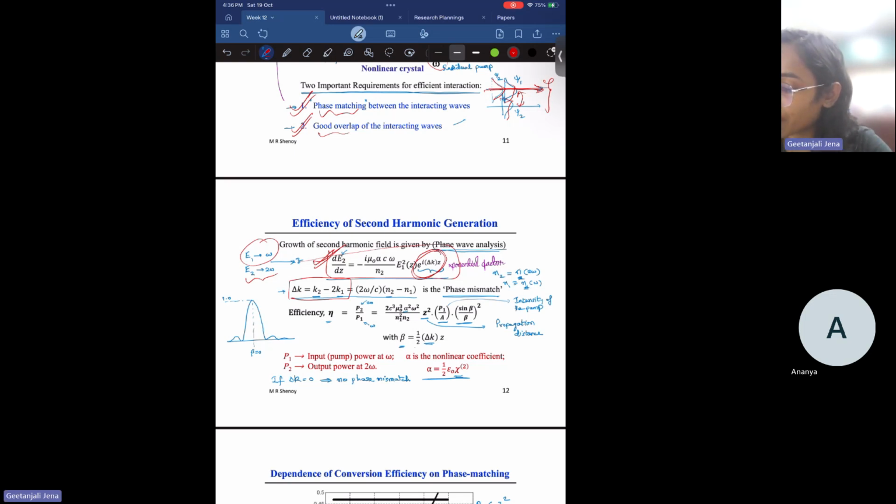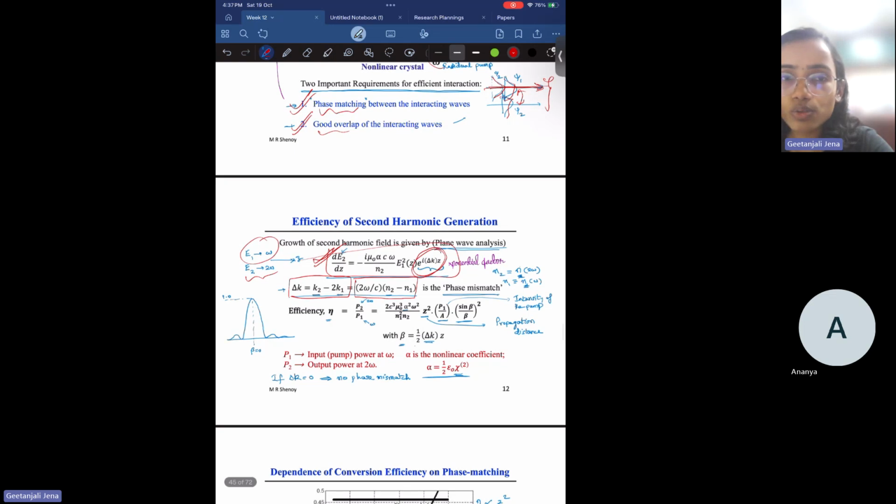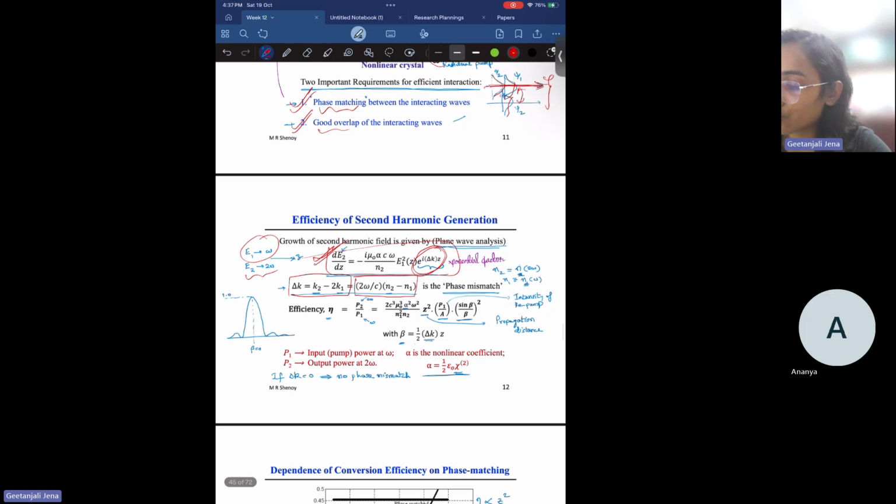In terms of refractive index, you can write it as 2 omega by c, n2 minus n1. Please remember, n2 means the refractive index at frequency 2 omega, and n1 means the refractive index at frequency omega. This delta k is the quantification of the phase mismatch condition. If it is 0, then we'll see efficient interaction, and if it is not 0, the interaction will not be that efficient.